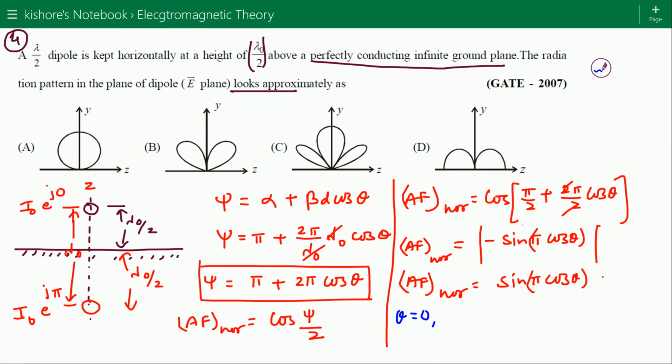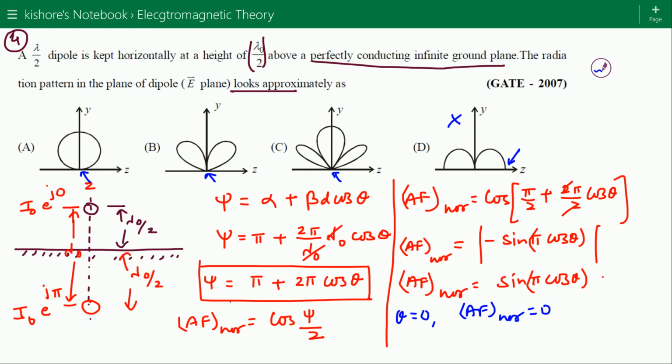Now if theta is 0, theta 0 means along z axis, cos 0 is 1, sine pi is 0, so normalized array factor is 0. Now theta is 0 along z axis, and in z axis field pattern has to be 0 because normalized array factor is 0. So in option D it is non-zero, so the option D cannot be the answer. The field pattern is 0 in option A, B and C.